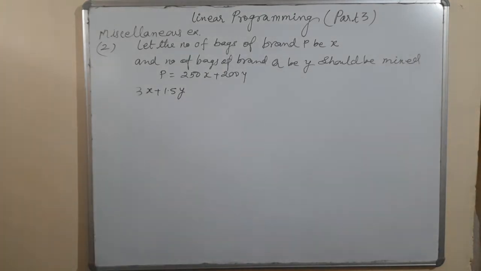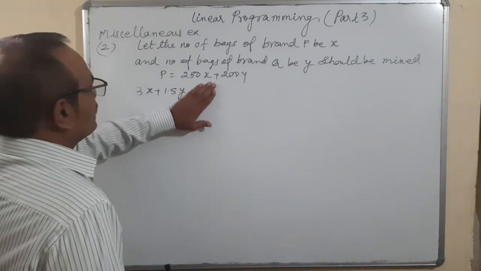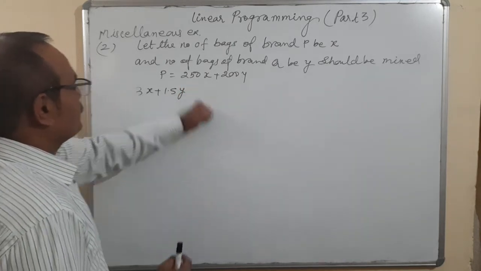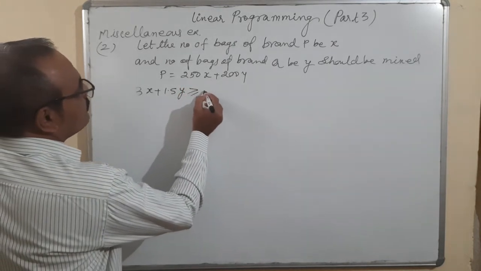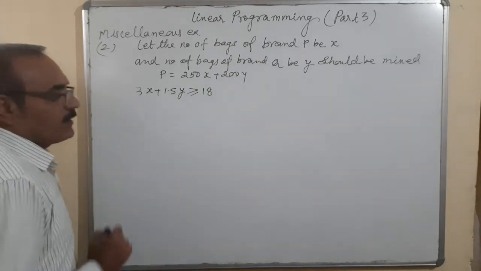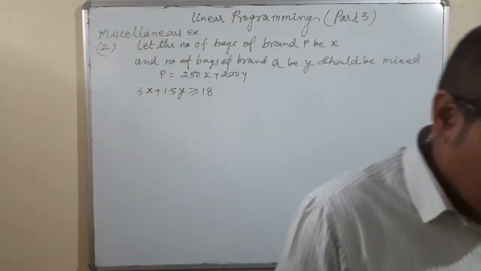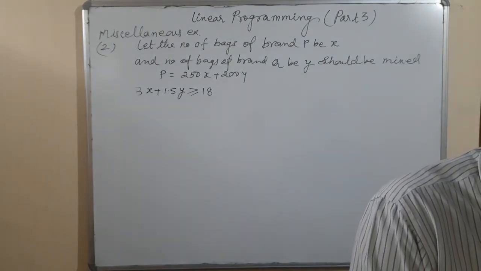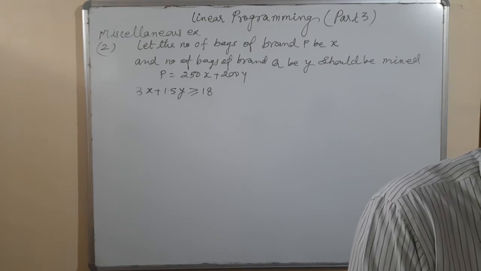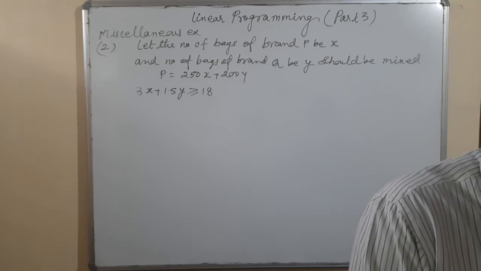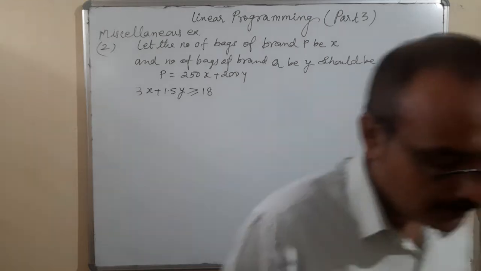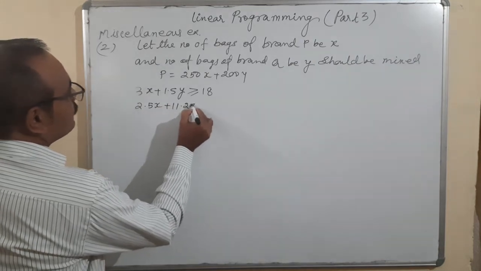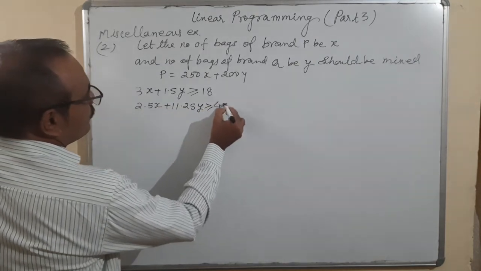If I put greater, then what happens? The minimum is given, so that is okay. This is minimum 18, first one for A. Second for B, it is 45. In P type it is 2.5, and in Q type 11.25. So 2.5x plus 11.25y is greater or equal to 45.